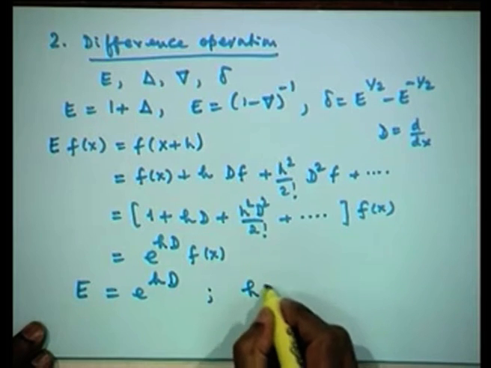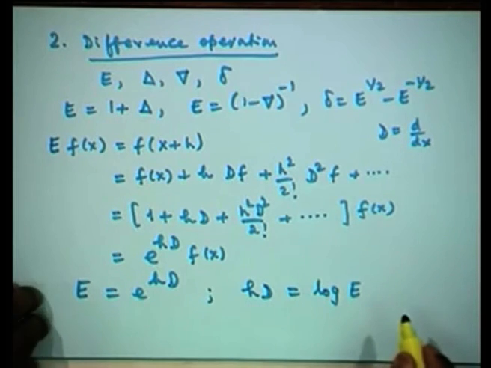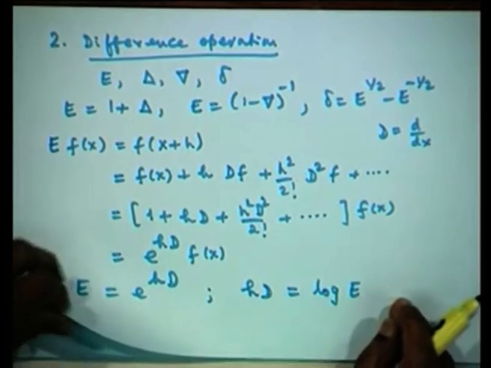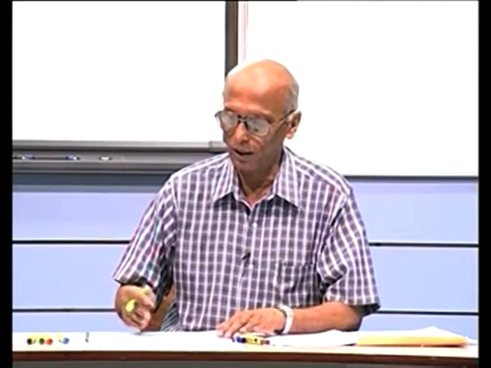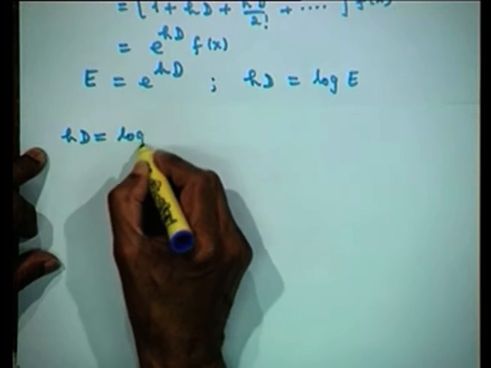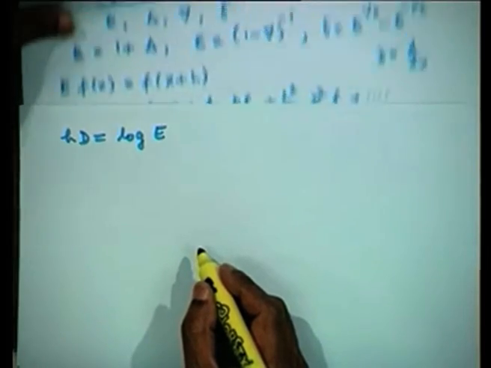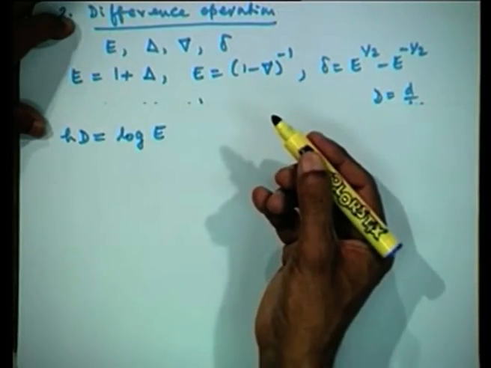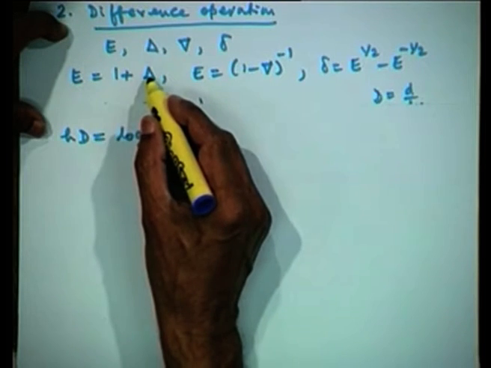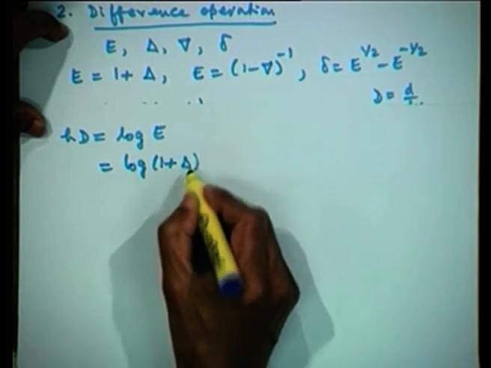Or if I take logarithm on both sides, h d is equal to log of E. Now, it is this that would give us the formulas that we have derived here. So, my starting point is here. I take h d is equal to log of E, but E is 1 plus delta. If I want it in terms of forward differences, I will substitute E is equal to 1 plus delta. So, I will write this as log of 1 plus delta.